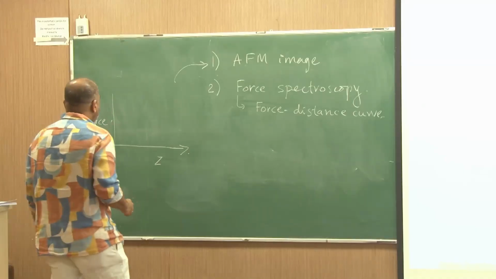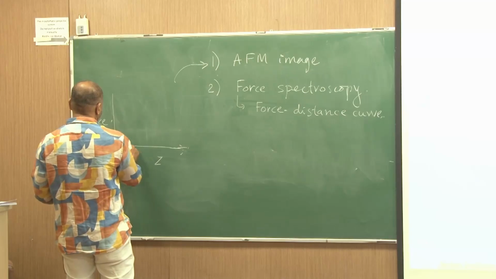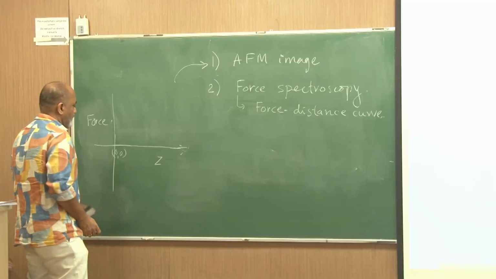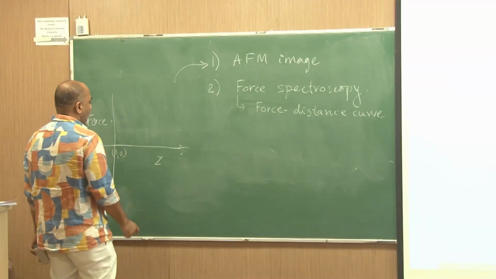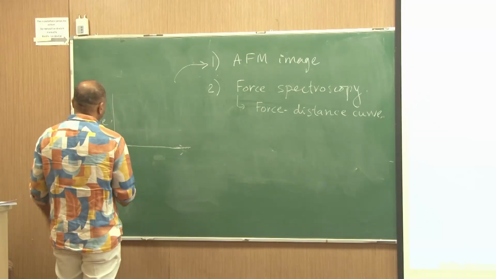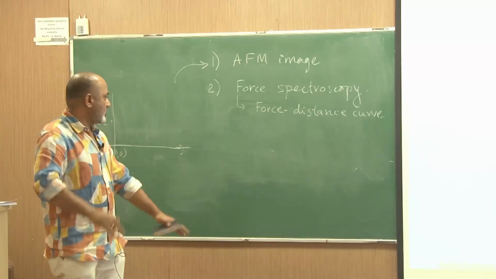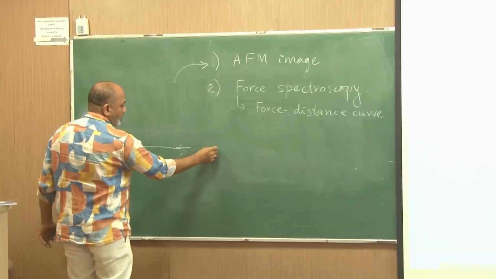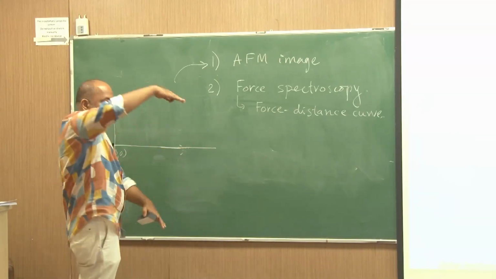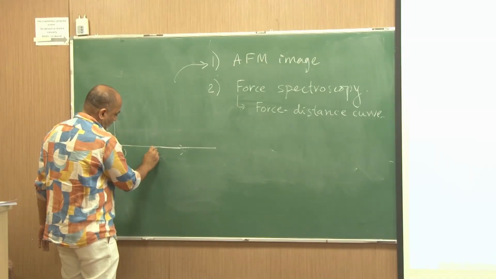This is the force sensed by the cantilever. Now suppose this is 0, 0 here, this is the contact point. When the force is 0, the cantilever is far off, there is no force active, no bending, so this is 0. So you approach, let us say you come from this side, coming in slowly, and what happens now, the cantilever bends down.